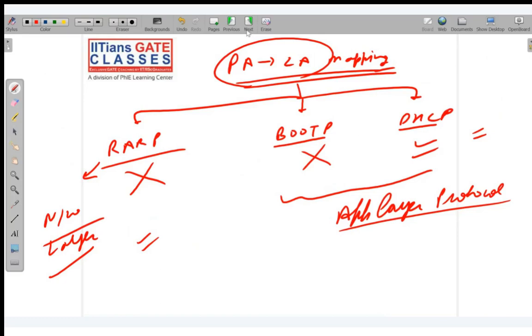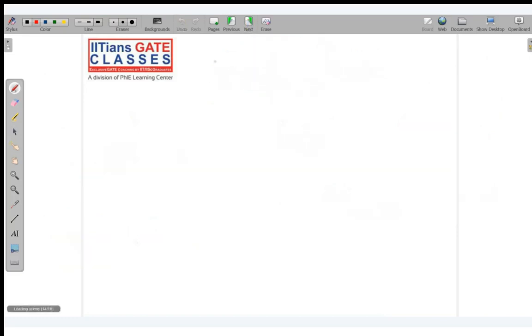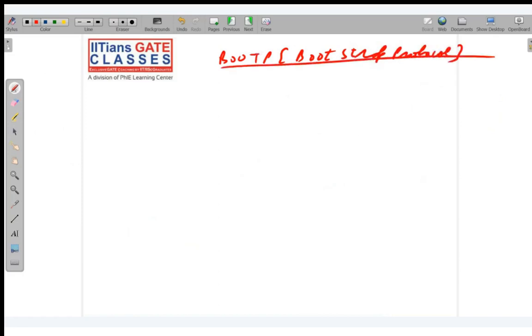Okay, so now we are going to start BOOTP. BOOTP is bootstrap protocol. Similar idea. We will not dig deep into it.